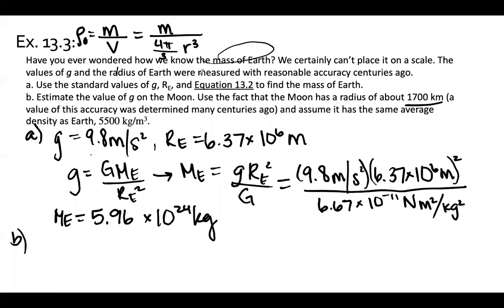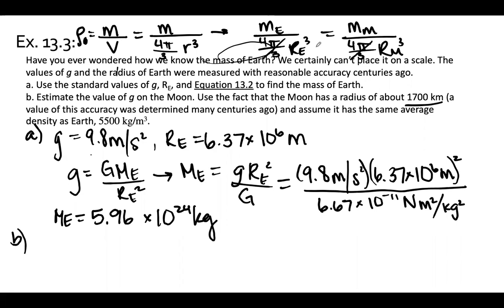If we're saying that the Earth and the moon have the same density, we can say the mass of the Earth over 4 pi over 3 times the radius of the Earth cubed is equal to the mass of the moon over 4 pi over 3 times the radius of the moon cubed. Notice that these two factors are the same, so we can cross those out. Now we have the mass of Earth over the radius of Earth cubed equal to the mass of the moon over the radius of the moon cubed.